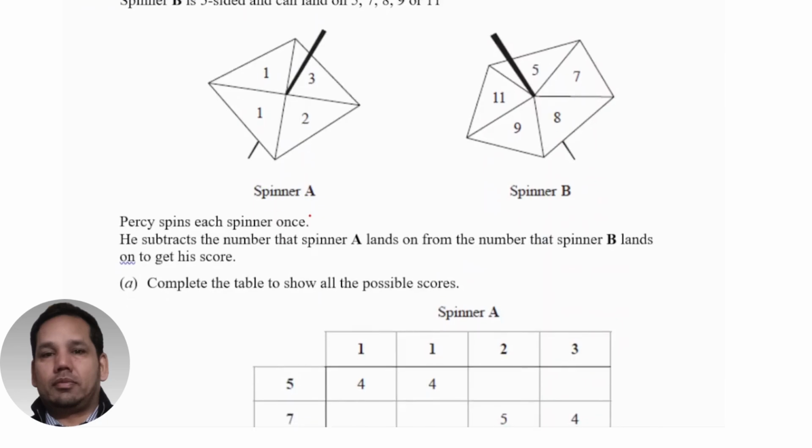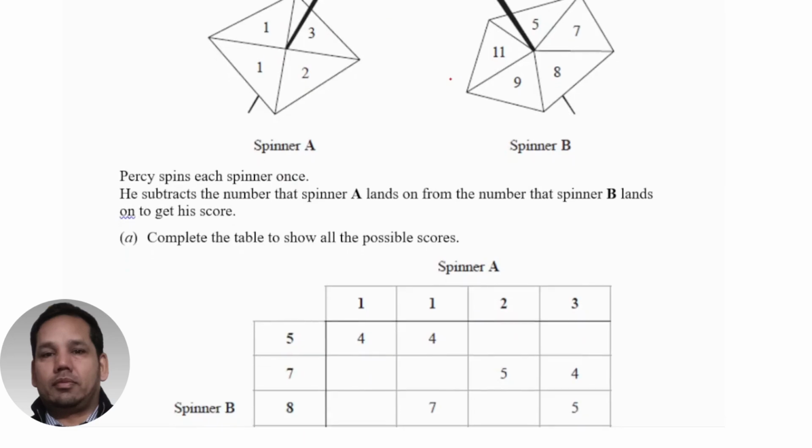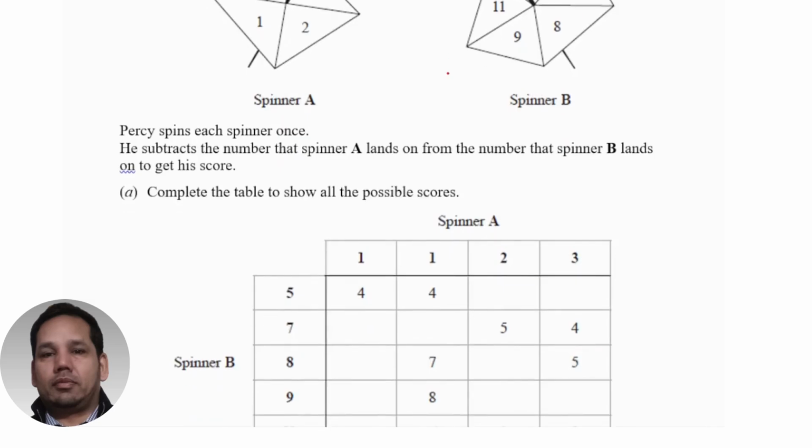Okay, now we're going to look at this one. First, it has two fair spinners. Spinner A has 4 sides and can land on 1, 1, 2, or 3. Spinner B is 5-sided and can land on 5, 7, 8, 9, or 11. First, he spins each spinner once. He subtracts the number that spinner A lands on from the number that spinner B lands on to get his score. Okay, complete the table to show all the possible scores.